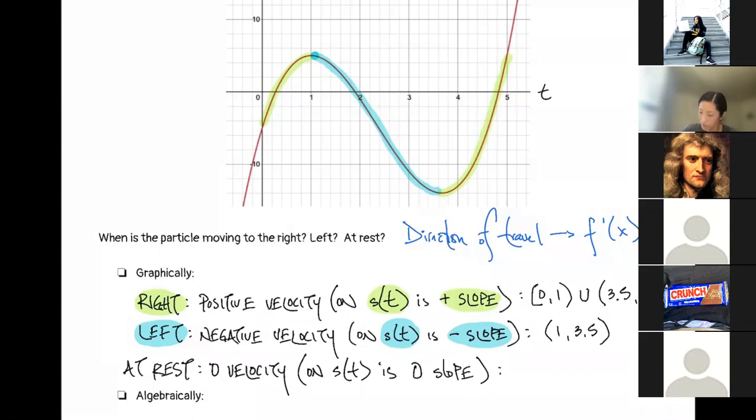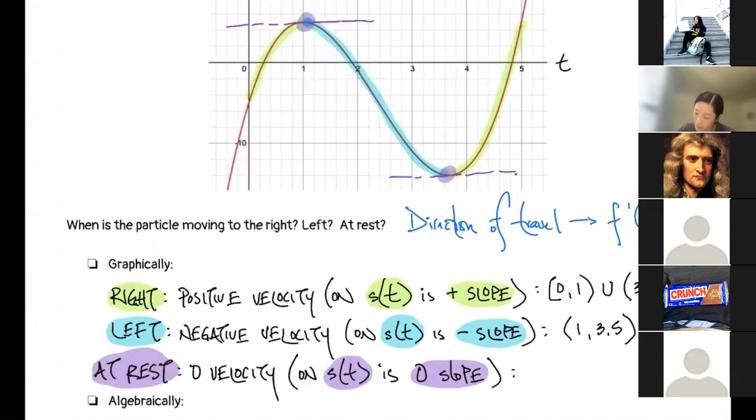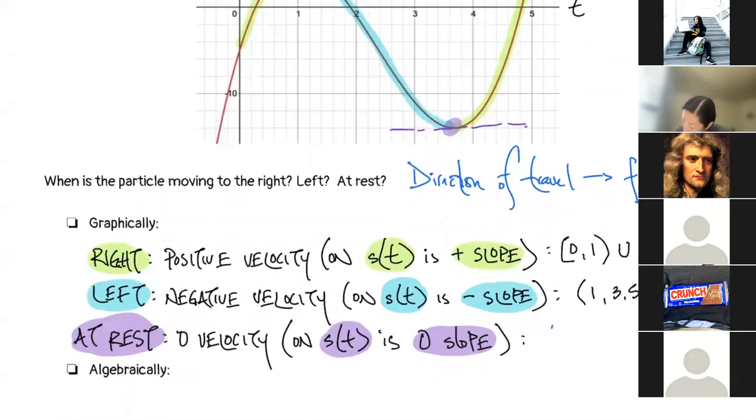X equals 1, x equals 3.5. Good. So we've got up here, all right? And down here, we would predict that we would have a horizontal tangent, right? And if we sort of sketch that in, we can see those are horizontal tangents. And so at rest means that we have a zero slope, but only if we're on the position graph. And so we can say here that t equals 1 or 3.5. Okay.